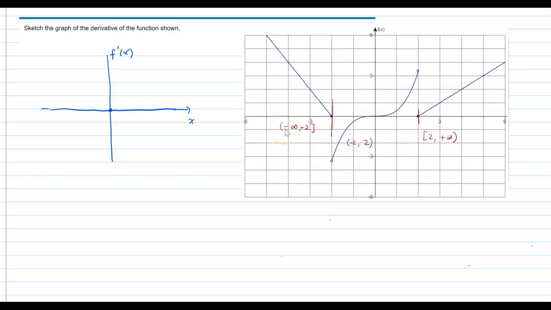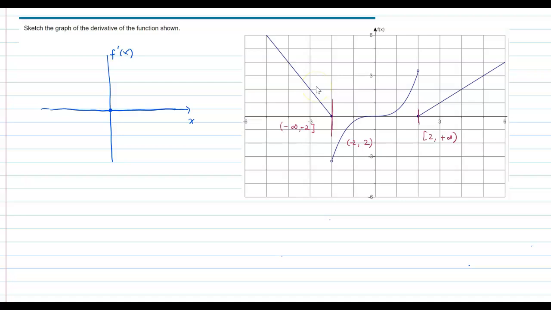Now, let's consider first the function on the interval from negative infinity to negative 2. Notice that the graph of that function is a line. So it's a straight line. We know that the derivative is the slope of the tangent line. So if it's just a line, that means the derivative is a constant. So all we need to do is find the slope of the tangent line of the function on this interval.